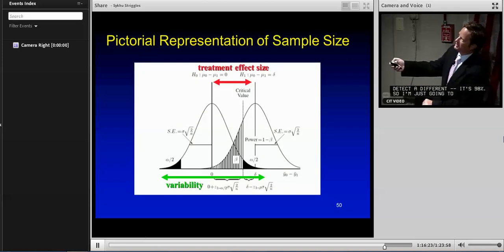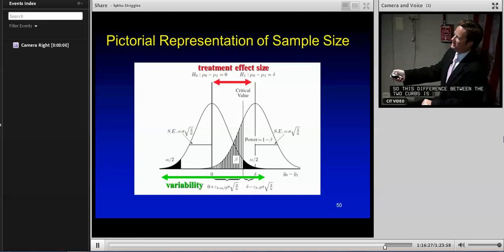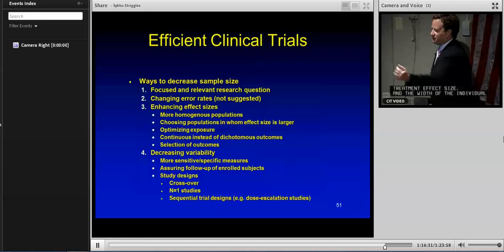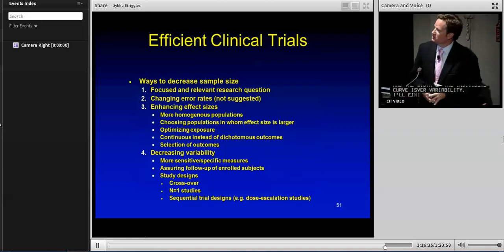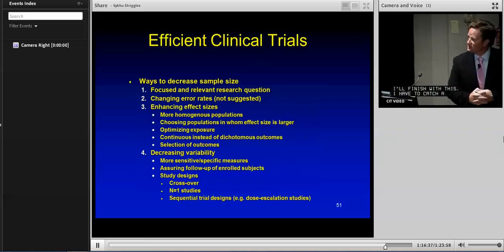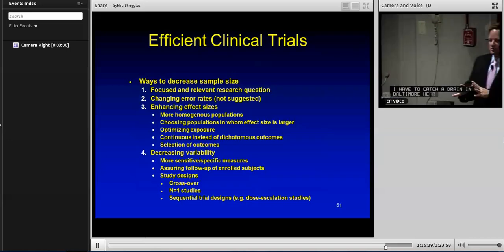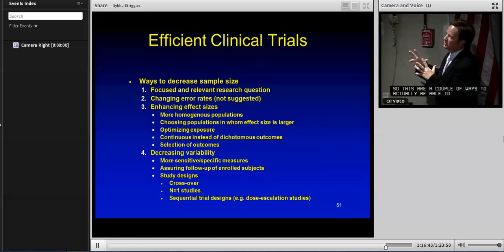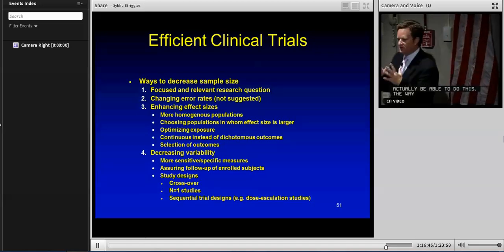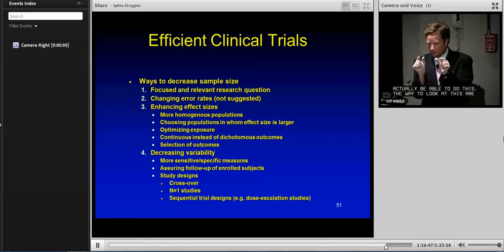So this difference between the two curves is called the treatment effect size, and the width of the individual curve is variability. I'm going to finish up with this particular one because unfortunately I have to drive and catch a train up in Baltimore and be up there by 7:30. So there are a couple of ways to do this. The ways to look at this are to try to make those curves narrower.